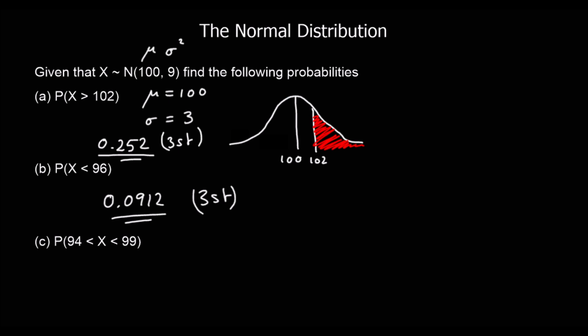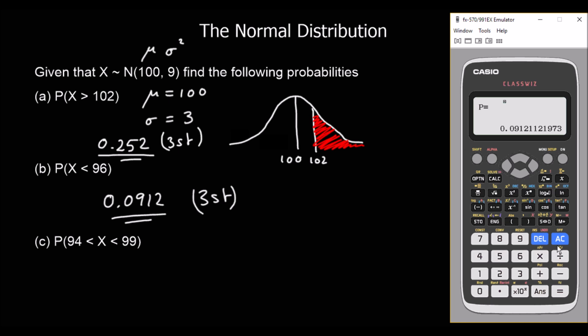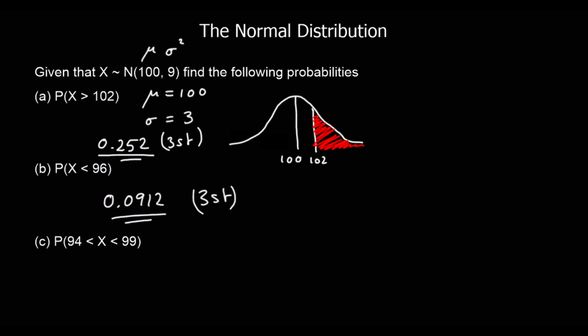And the next question, between 94 and 99. So this time the lower is going to be 94, the upper 99. Standard deviation still 3, mean still 100. So we've got 0.347 to three significant figures.